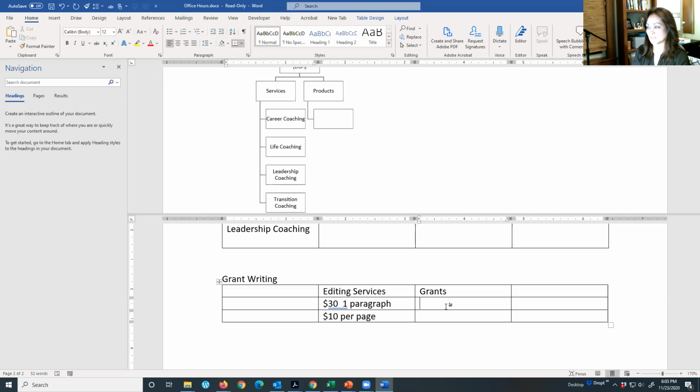Okay. I just feel like I'm low compared to other grant writers. My going rate is $65 an hour. That's perfectly fine. It is okay, because around here other grant writers will be 100 to 125.